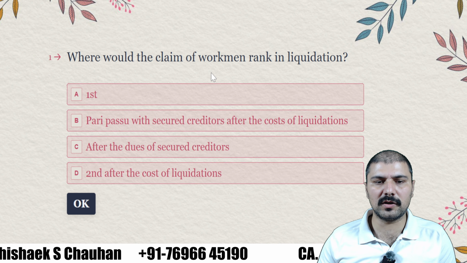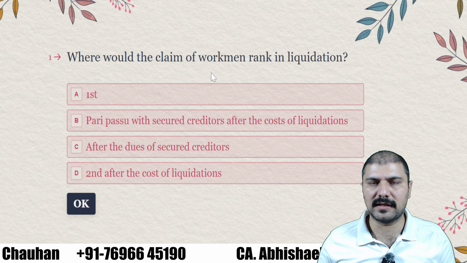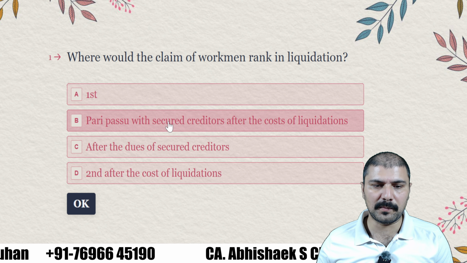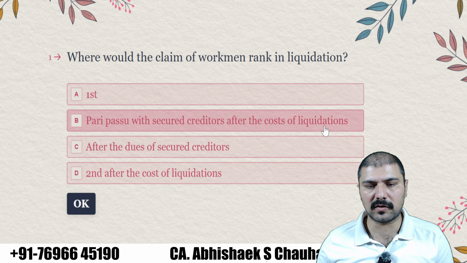The first question is on your screen. Where does the claim of a workman rank in liquidation? The options: first, pari passu with secured creditors after the cost of liquidation; after the dues to secured creditors; or second after the cost of liquidation. The correct answer here is B, pari passu with secured creditors after that, right?